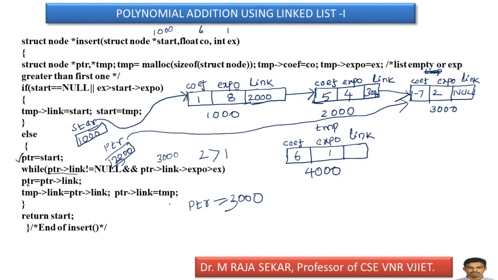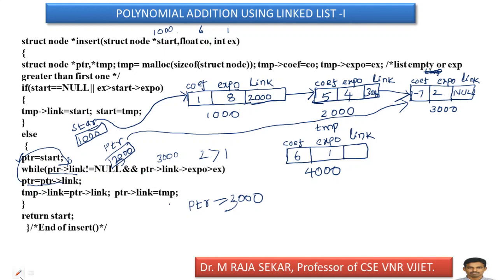PTR equal to PTR arrow link. Now where will I go? Again I must go back here. What does it say? PTR arrow link. PTR means what? PTR means 3000. 3000 link is null. Null not equal to null, false. And a logical AND means if one of them is false, the while loop will be terminated. This immediate statement will be skipped.